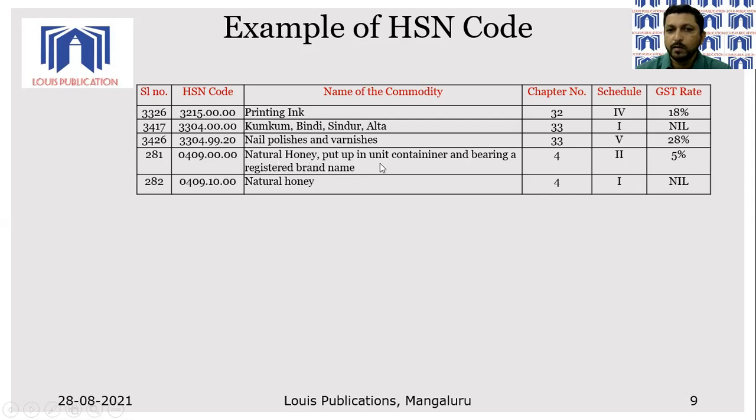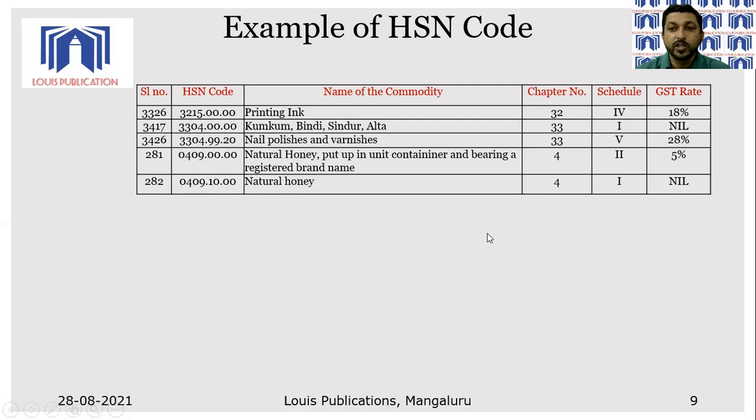Natural honey put in a unit container and bearing a registered brand name, chapter 4, schedule 2, rate is 5%. Then we have item number 282, chapter number 4, then 09, sub classification is 10, no sub classification. Natural honey falls under chapter number 4, schedule 1, rate of GST is nil.